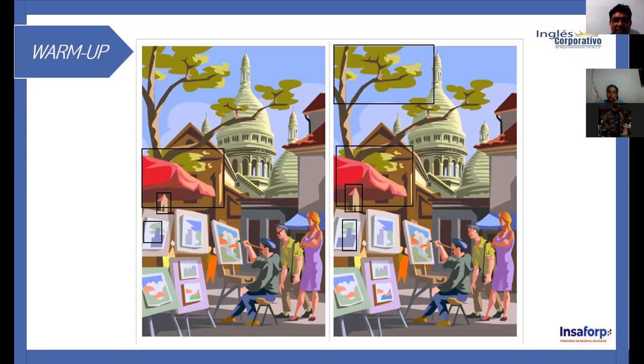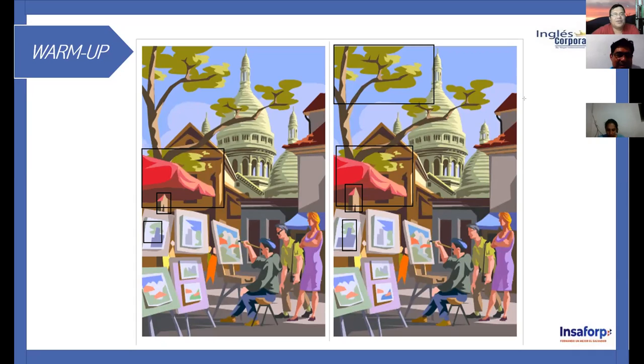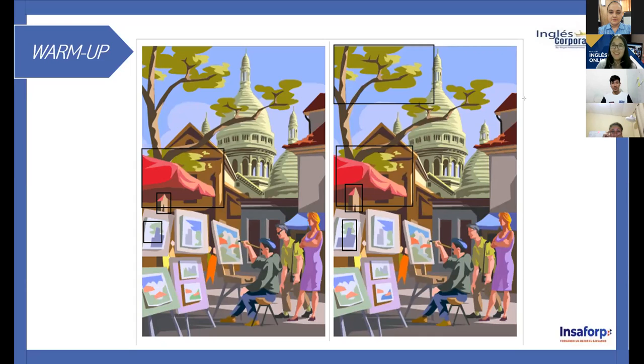How many differences are there? They must be 10. 10 different? Yes, 10. I see two. I got one. Okay, let's listen. It's very difficult. Let's listen to Jenny, and then you help me, guys.